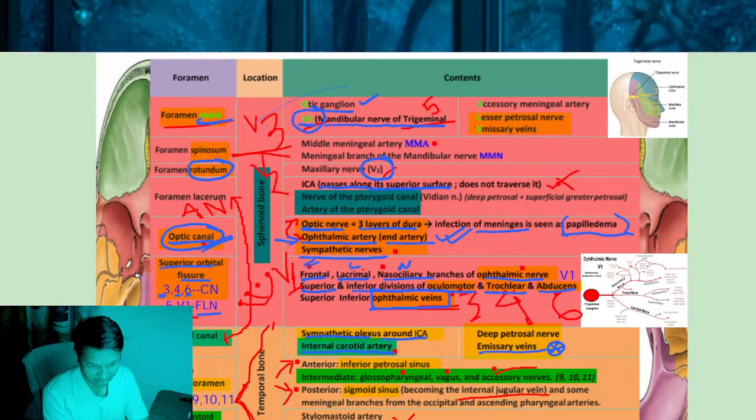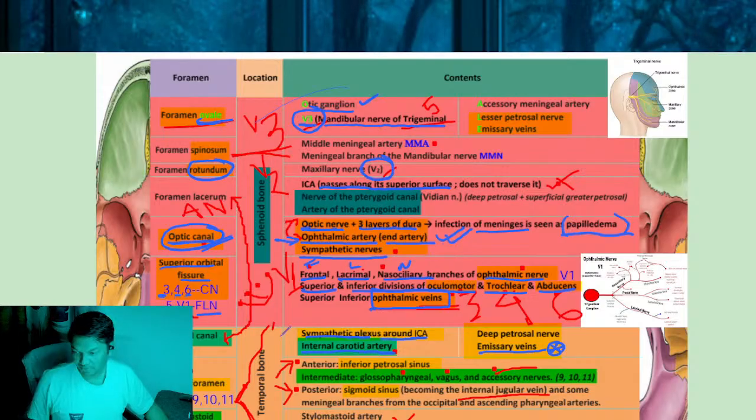Superior orbital fissure. What are the contents of the optic canal? Optic canal content: optic nerve with 3 layers of dura, ophthalmic artery, and sympathetic nerves. And superior orbital fissure.